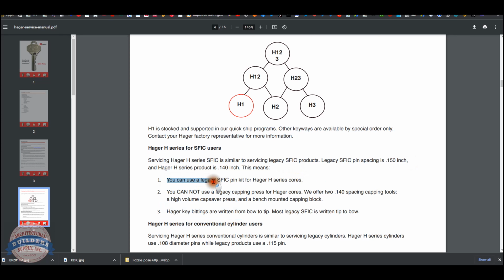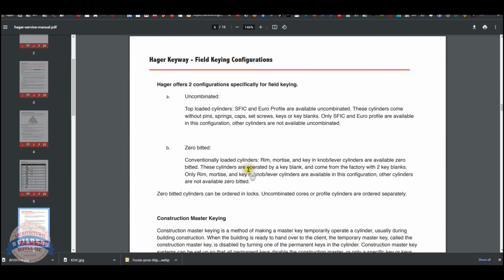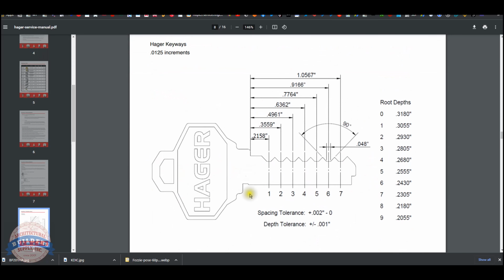You can use legacy SFIC pin kit for Hager H series cores. Now that tells me it must share all of the same depths as a typical Best A2. Now they have in the catalog a depth and spacing chart, which I will scroll to. Here it is. Depth and spacing chart. Here's your 140. If you take 0.3559 and you subtract 140, yeah, you're going to get this number. It's not exactly, but it's certainly close enough.